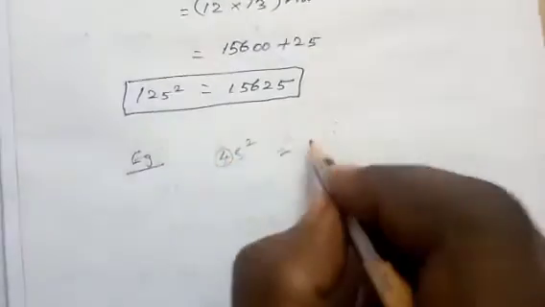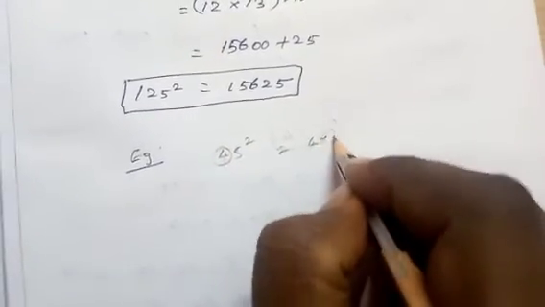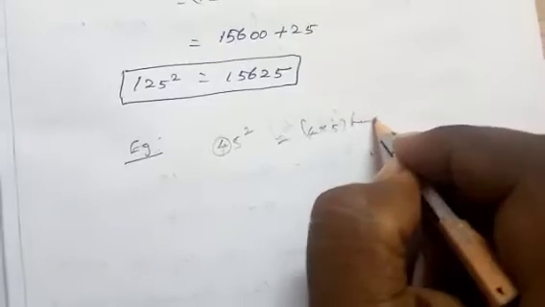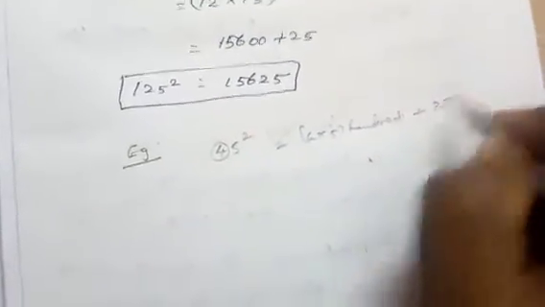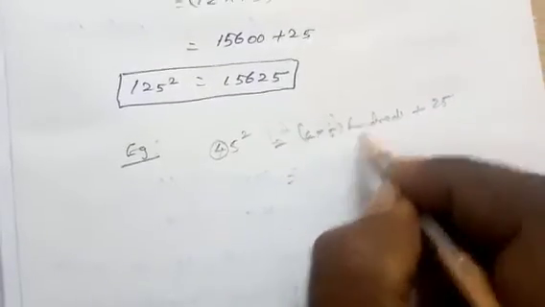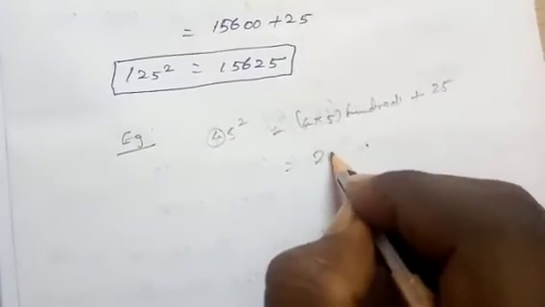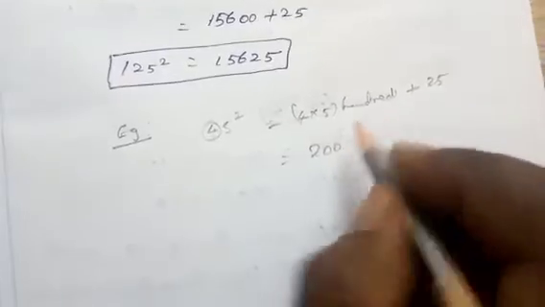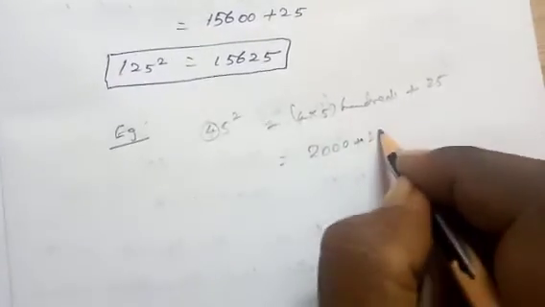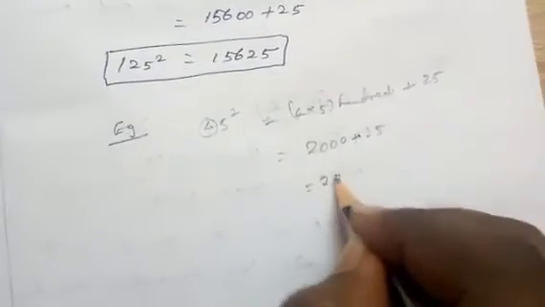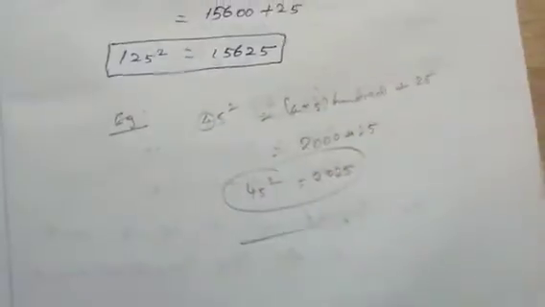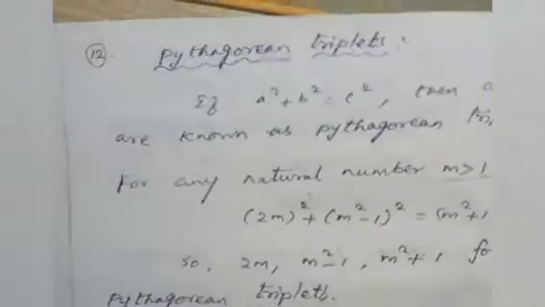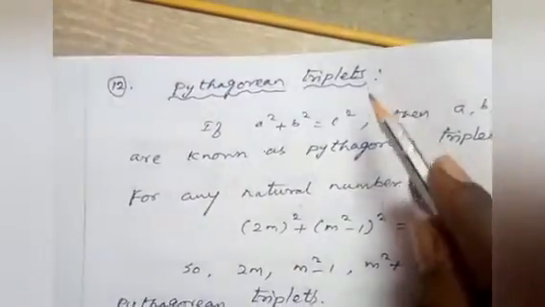45 square. So 4, the next number is 5. So 4 into 5 hundreds plus 5 square, which is 25. 4 into 5 is 20, so 20 hundred is 2000, plus 25. So the answer is 2025. So 45 square is 2025.